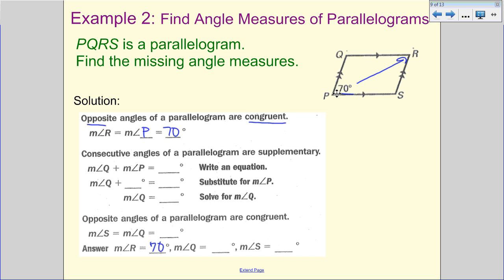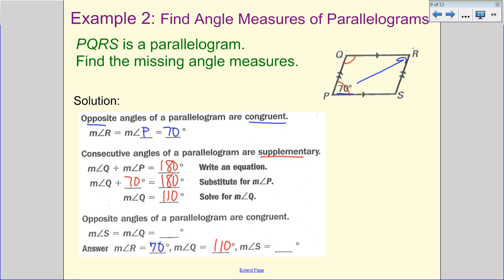We then know consecutive angles are supplements. So that means Q and P add up to 180 degrees. I substitute what I know. I know angle P is 70 degrees. So angle Q plus 70 degrees equals 180 degrees. I'm going to subtract 70. I'm going to solve for the measurement of angle Q, which is going to be 110 degrees.